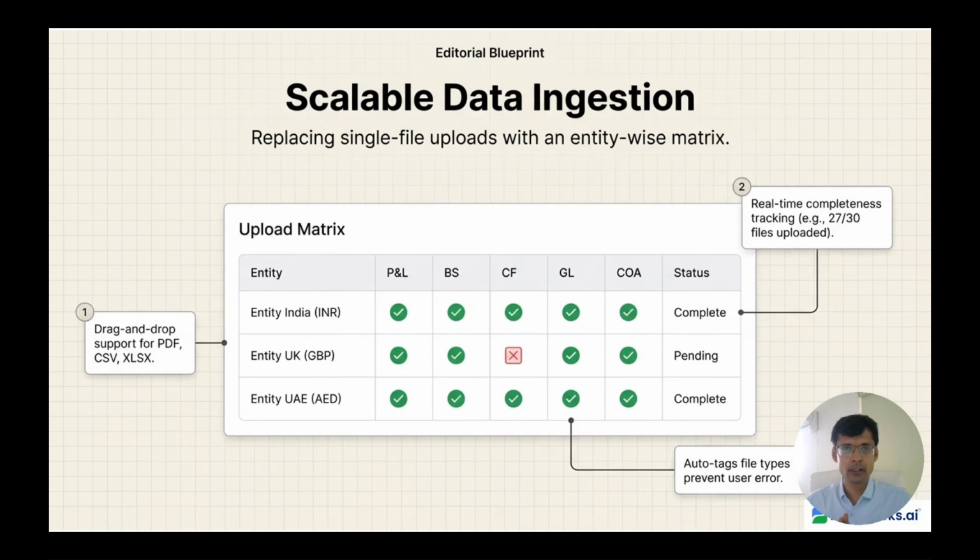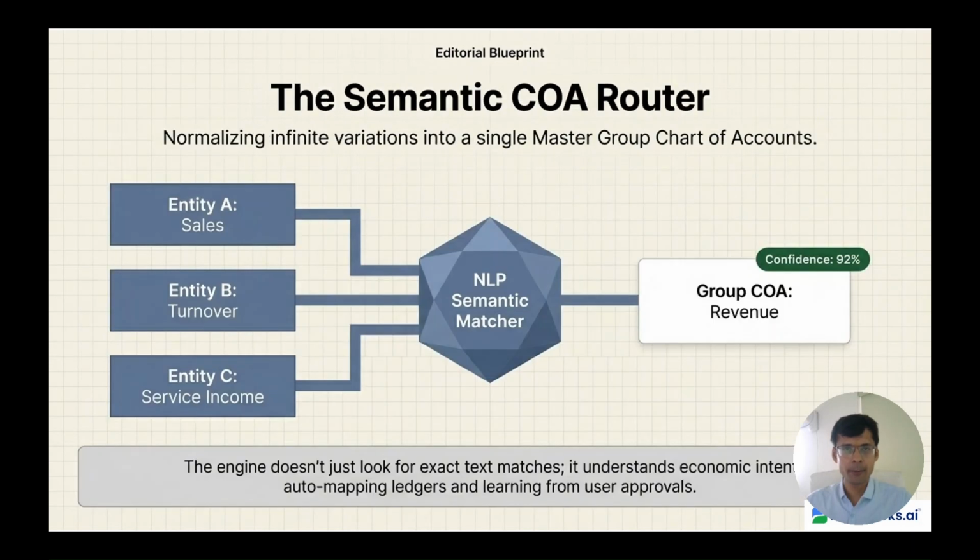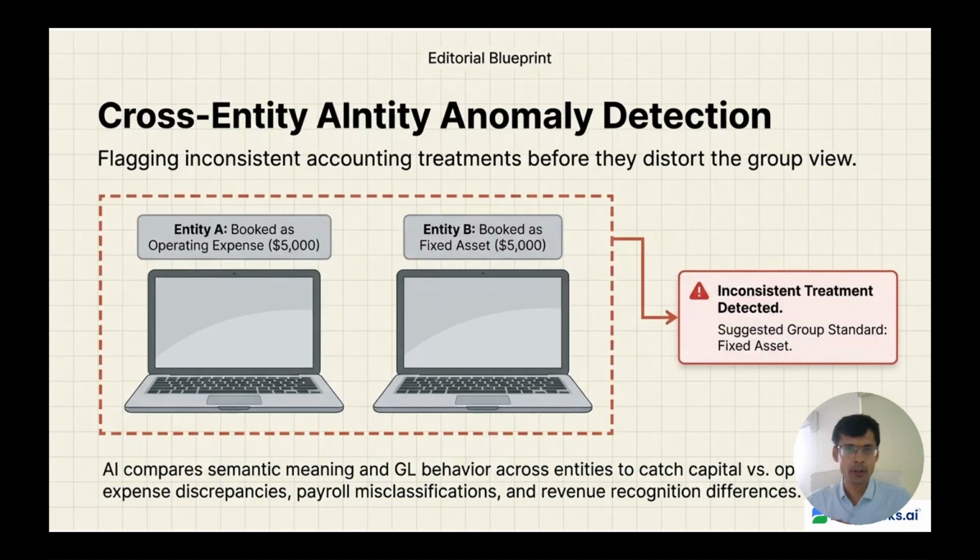It ensures that each of the files is uploaded and verified in a correct manner. Now we are explaining the chart of accounts router. It ensures that each of your charts of accounts is normalized and matched to the master group of accounts. It then finds the cross-entity anomalies and the inconsistencies.